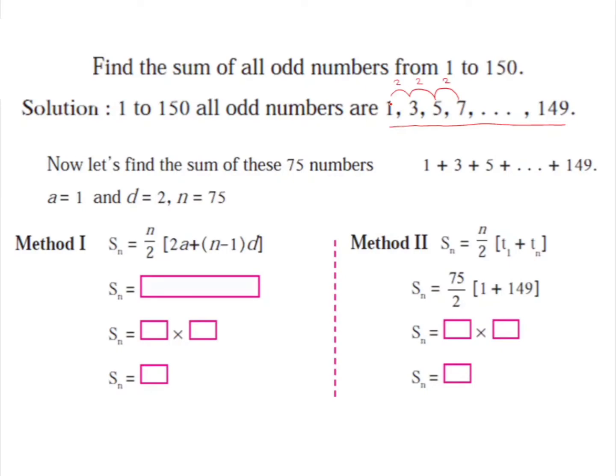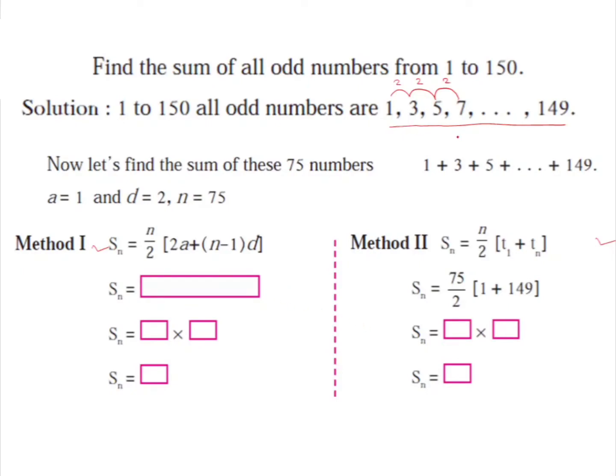We know the formula for finding the sum of first n terms of an AP, that is Sn = n/2 [2a + (n - 1)d]. This is the first formula by which we can find the sum of all these terms in an AP. There is another formula, Sn = n/2 (t1 + tn), so we can also use that one. Here we are going to solve this problem by both the methods.